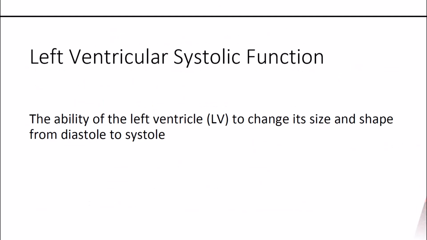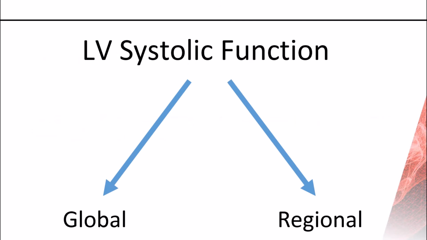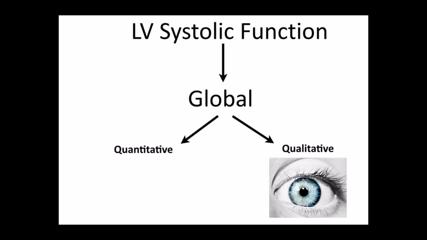So what is the definition of LV systolic function? It is the ability of the LV to change its size and shape from diastole to systole. And we can classify the LV systolic function assessment into global assessment and regional assessment. The main focus of this lecture is the LV global systolic function.